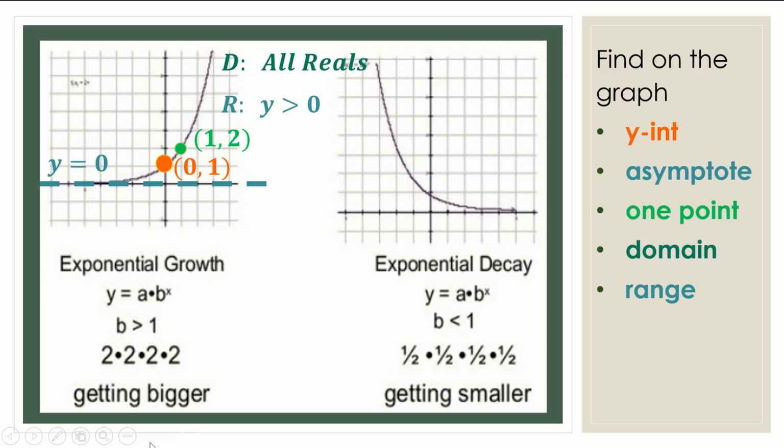y equals a times b raised to the x power is still our equation, but this time we see the b value is less than 1. We are decaying or decreasing: 1/2 times 1/2 times 1/2. We're getting smaller. We can identify those same key characteristics. The y-intercept again is at the point (0, 1). The asymptote in this case is at the same place, a horizontal asymptote at y equals 0. We can identify one point on the graph. Here we can go right 1 unit, but this time we only go up 1/2. It is decay.